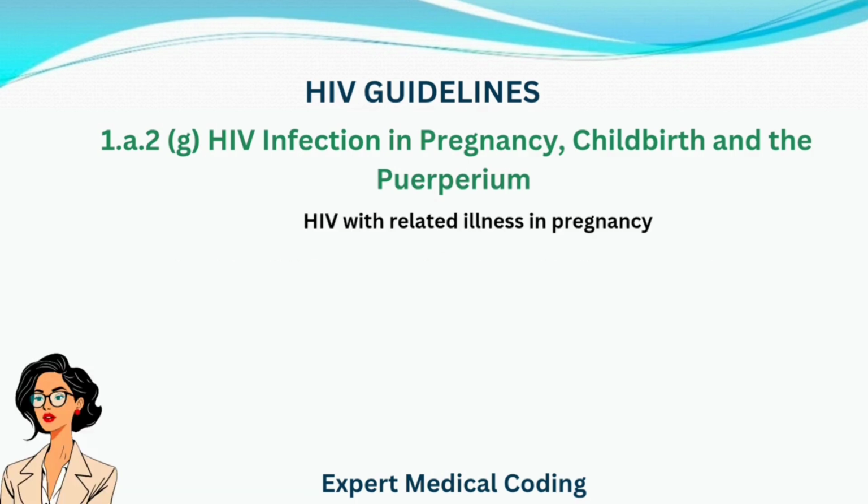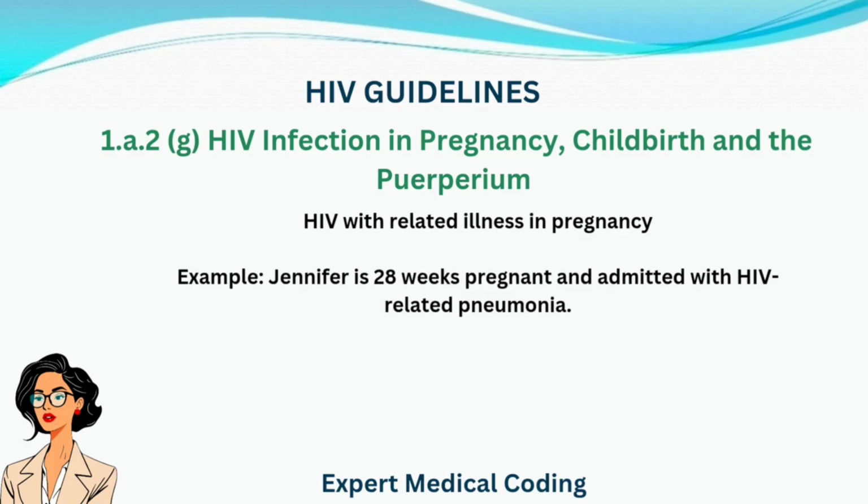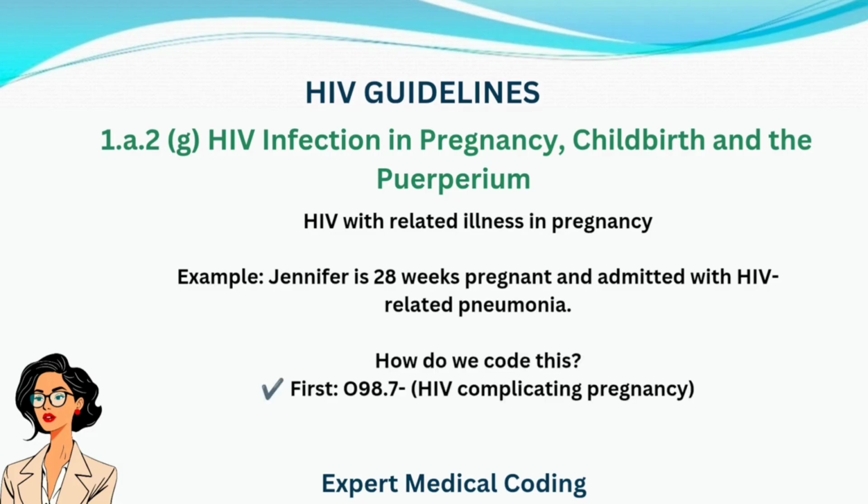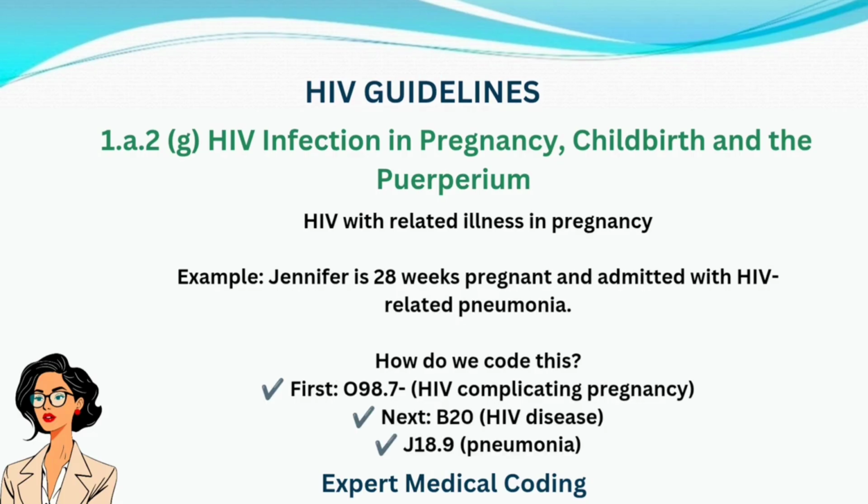HIV with related illness in pregnancy. Let's take an example. Jennifer is 28 weeks pregnant and admitted with HIV related pneumonia. How do we code this? So we have to first code O98.7, HIV complicating pregnancy. Next we have to code B20, HIV disease. Then we have to code for pneumonia. So the pregnancy complication comes first, then HIV disease, then the illness.